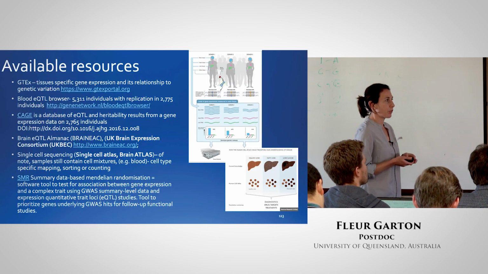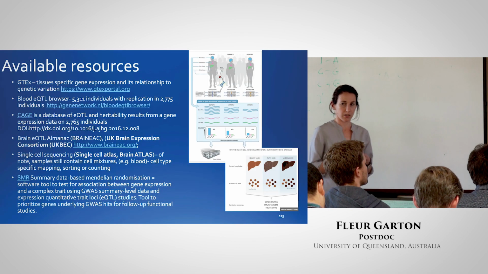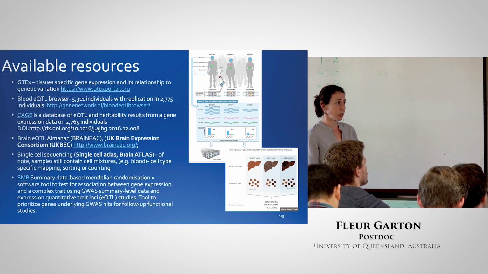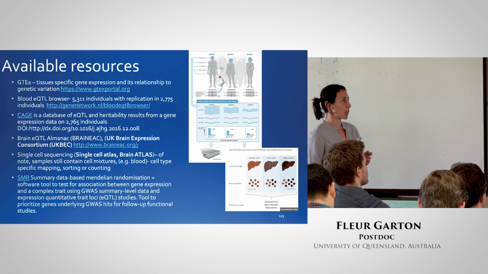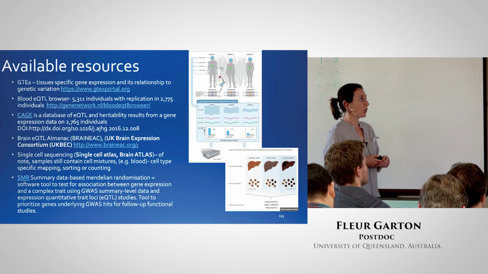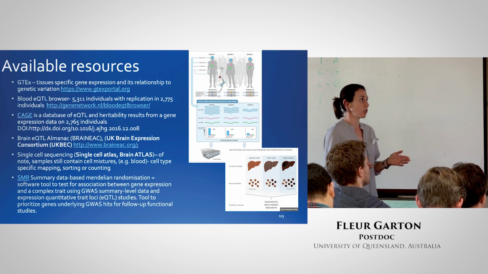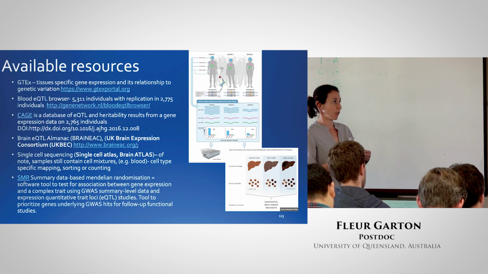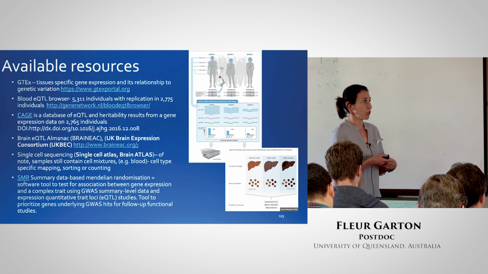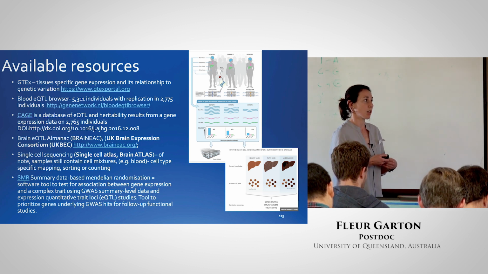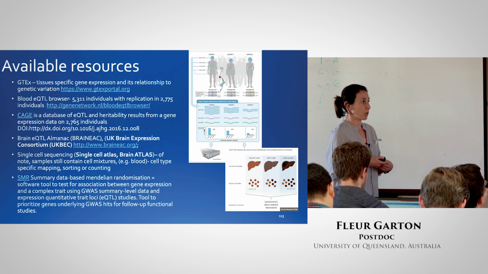So there are a lot of available resources to look at expression. This includes GTEx. This is actually a really friendly web interface where you can interrogate a particular locus and look at its gene expression across different tissues and its relationship with genetic variation. So individuals have been collected with multiple tissue types, and they've also been genotyped, and so you can look at the association with expression across different tissues.